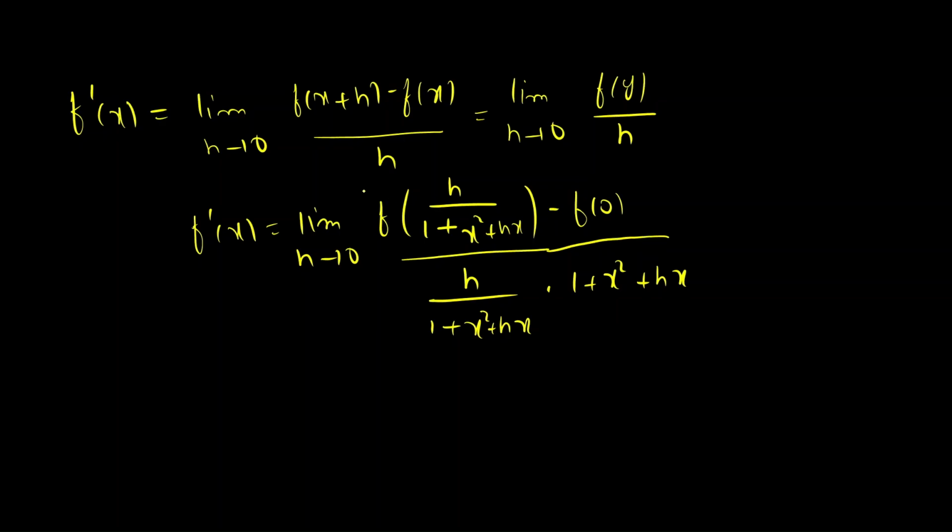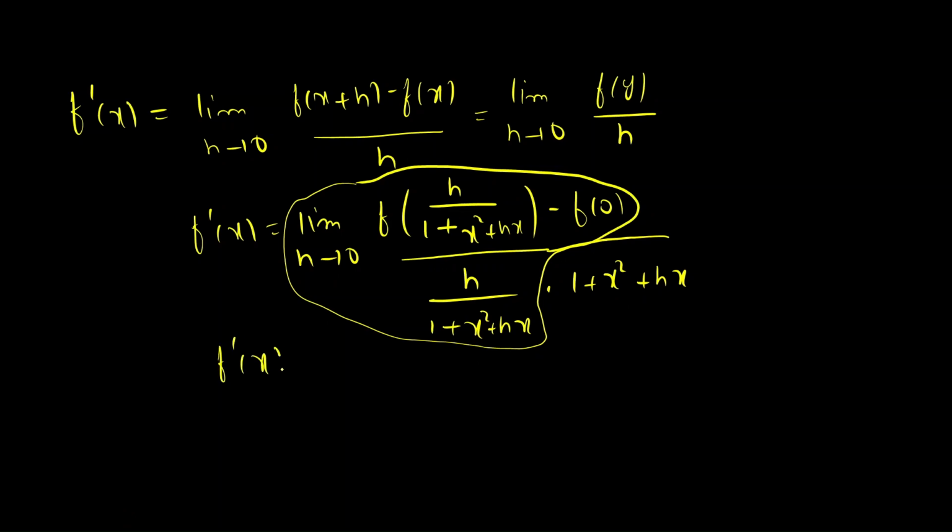Now I can do one thing. This expression is nothing but f dash of 0. And when I substitute h as 0, we will get 1 plus x square in the denominator. Let us substitute f dash of 0 as a constant, which is, let's say, k. f dash of x is equal to k by (1 plus x square).